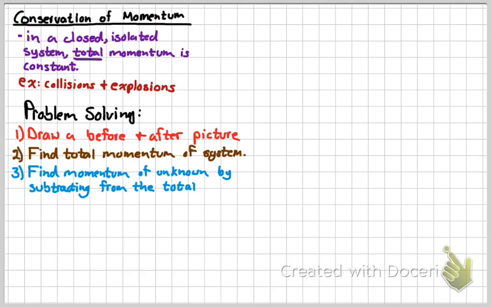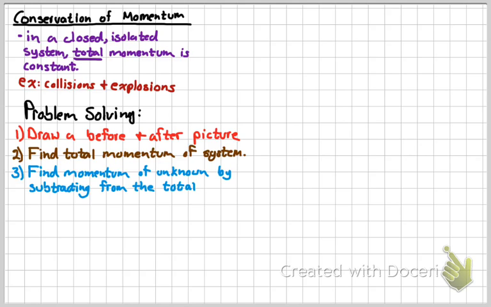Step 2, find the total momentum of the system. Either before or after, you'll have enough information to find the momentum of both objects. So find the momentum of both objects and add them together. Remember, if they're moving in opposite directions, one of them has to be negative.